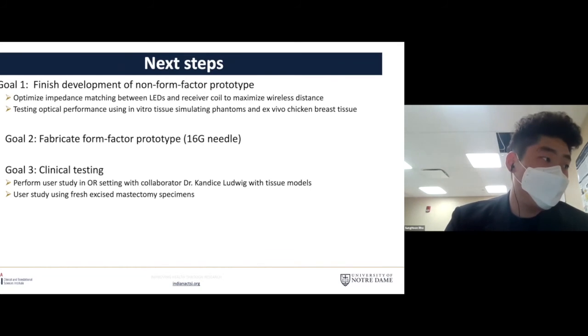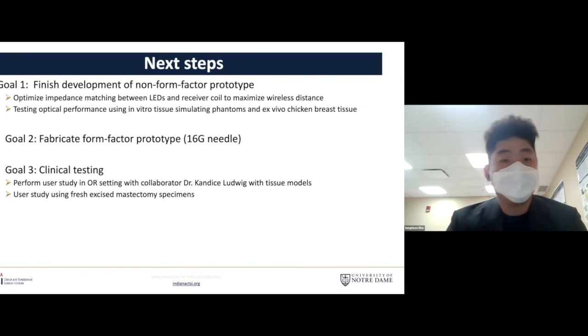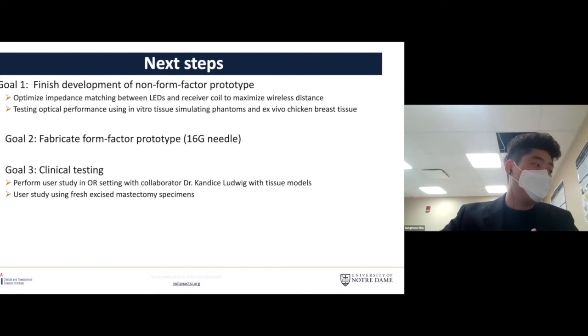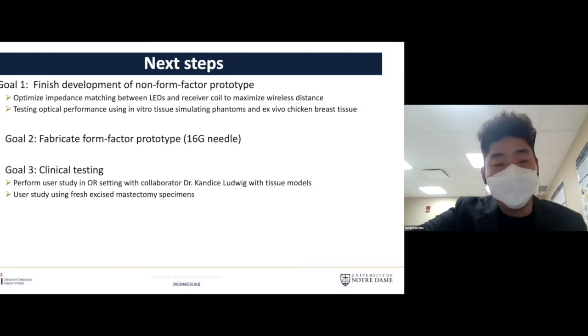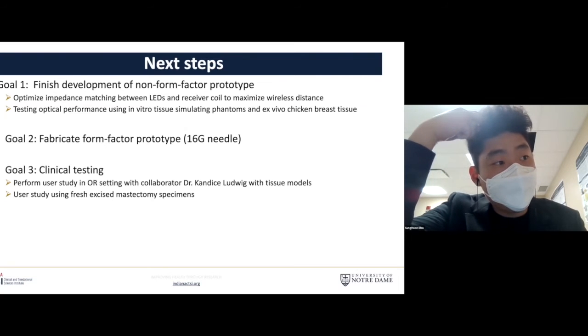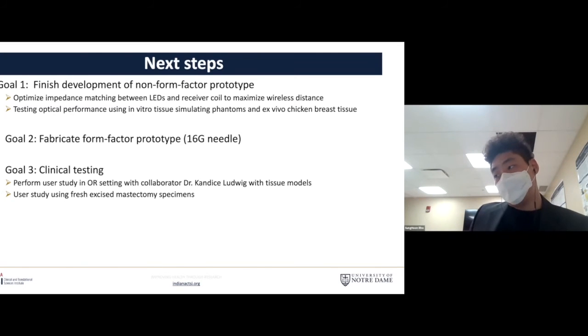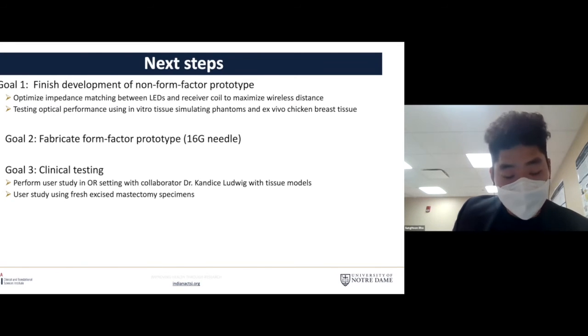Our goal is to implant the device into the multiple tumor lesions. So what we need to do is make the device shine a light even far away, like 5 centimeters. That is what I'm working on. Second, we need to make a small device to make it implantable. And the last is we need to test it in real human tissue. That is what we're working on, and that's all of my presentation.